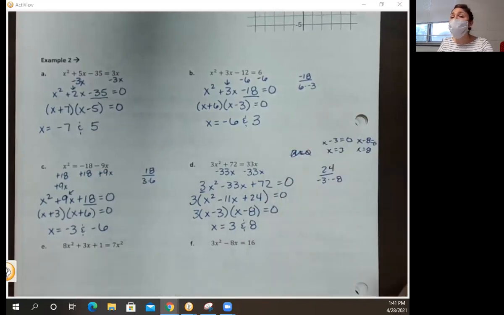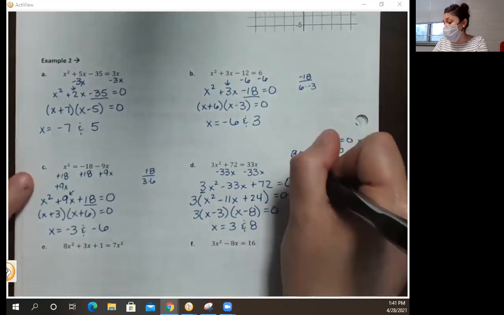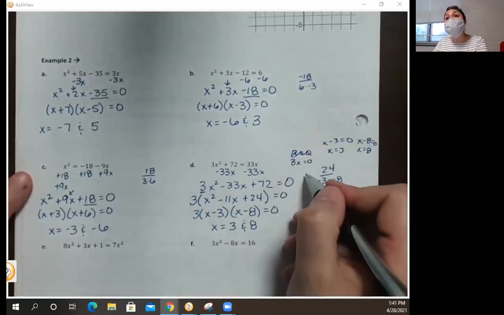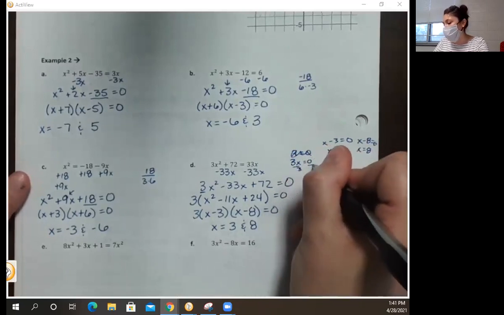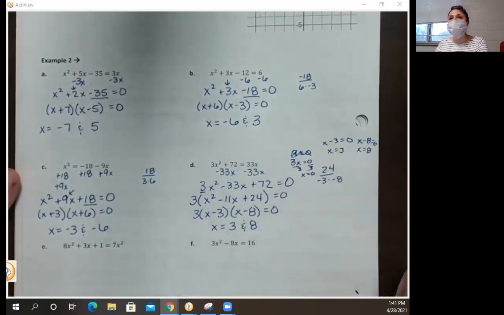so I don't have to worry about it. Now, if I pulled an x out as a GCF, let's say our GCF was 3x, then I have an x to solve for. So I would need to solve for x there, but that's not what we have here.